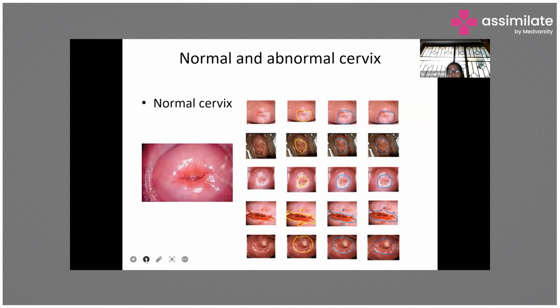Then comes the last slide. You can see some white colored growth here. It could be a fibroid or some kind of polyp, which is abnormal. Next.